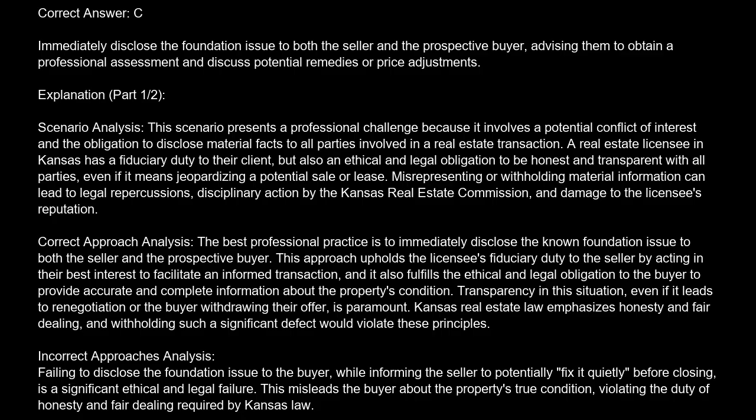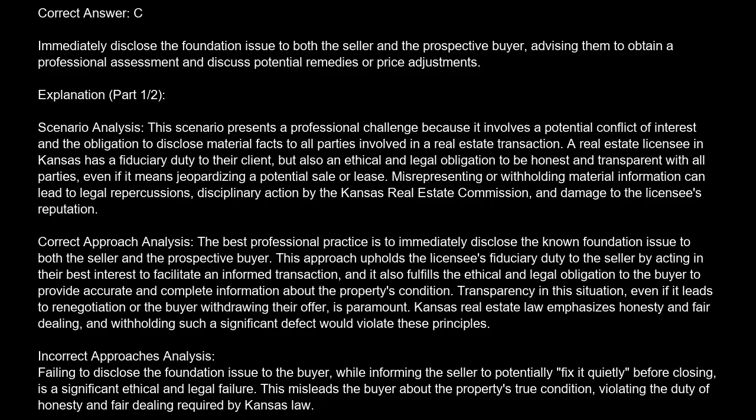Explanation. Scenario analysis. This scenario presents a professional challenge because it involves a potential conflict of interest and the obligation to disclose material facts to all parties involved in a real estate transaction. A real estate licensee in Kansas has a fiduciary duty to their client, but also an ethical and legal obligation to be honest and transparent with all parties, even if it means jeopardizing a potential sale or lease. Misrepresenting or withholding material information can lead to legal repercussions, disciplinary action by the Kansas Real Estate Commission, and damage to the licensee's reputation.